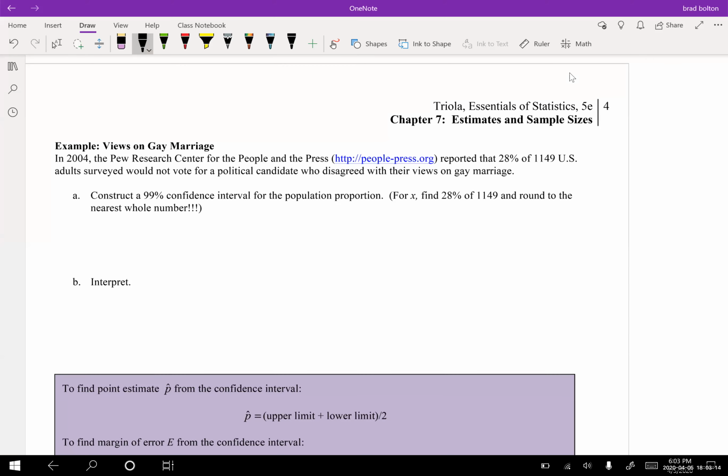So we're going to say X equals 1,149 times 0.28, because they said 28% of the 1149. So we're going to do that. We're going to do 1149 times 0.28. And this becomes 321.72. Okay. So let's use 322. So we're going to use 322 for our X.